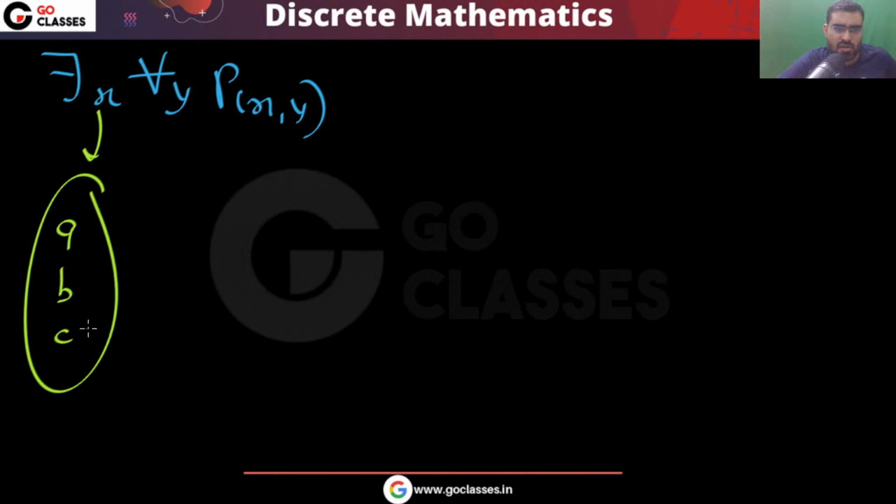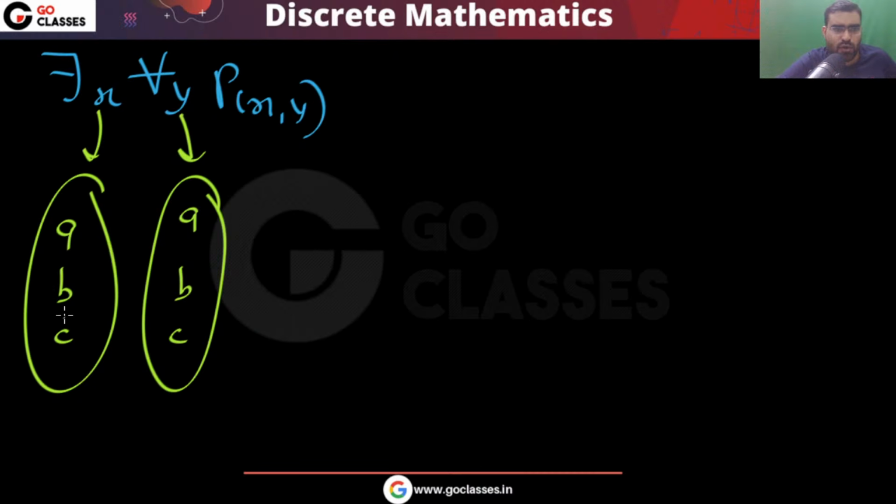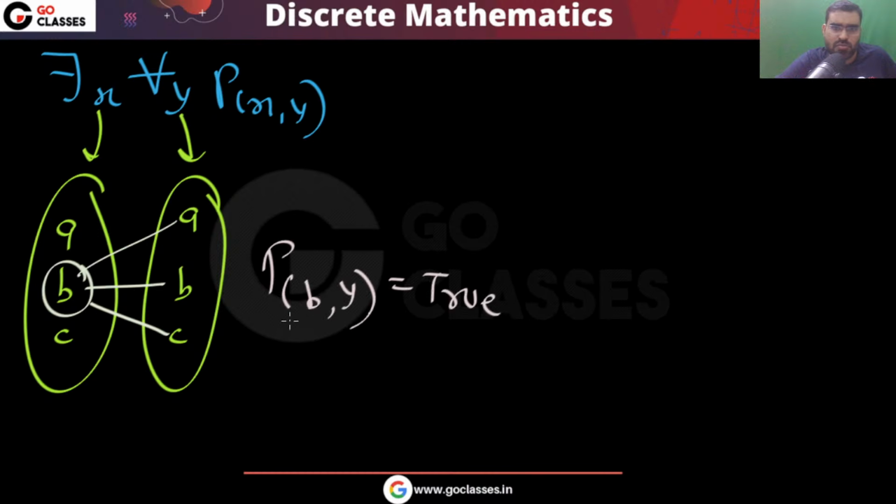Now let's see the next. The next is there exists x for all y, P(x, y). What does it mean? This means that there is some value of x such that for every value of y, with this x you take every value of y. What should happen? This P(x, y) must be true.